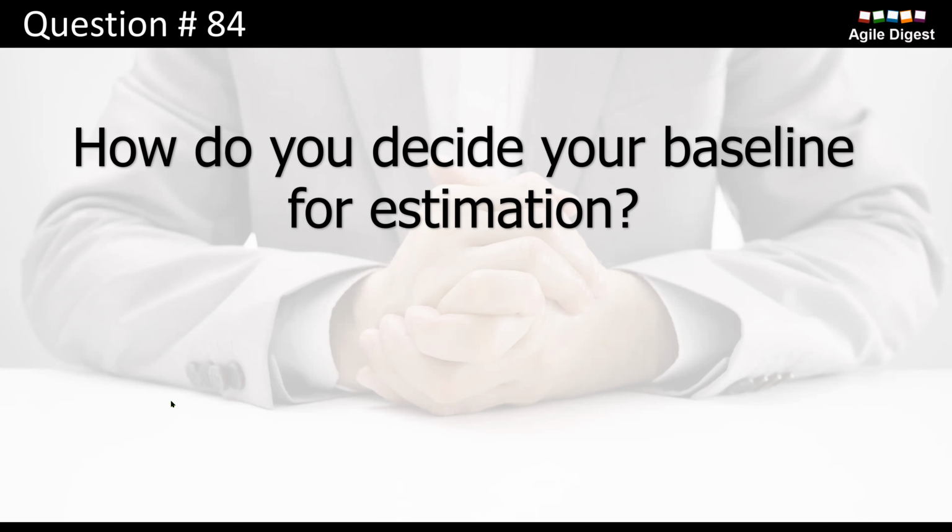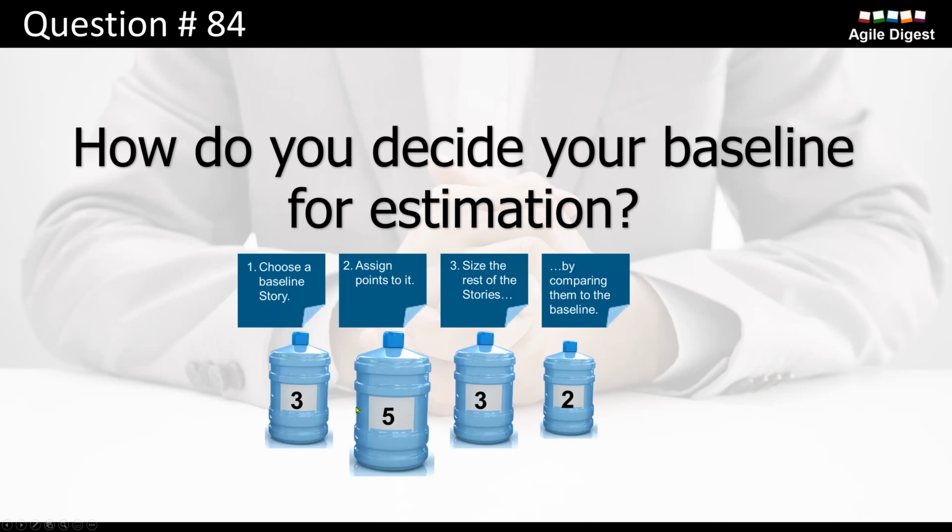All right. So let's talk about the next one. This is what baselining is. As you can see, you need to choose a baseline story. That is your first activity. You will assign points to it. So we have assigned 2 points to the smallest one, and then we'll size the rest of the stories by comparing them to the baseline. Are we clear?